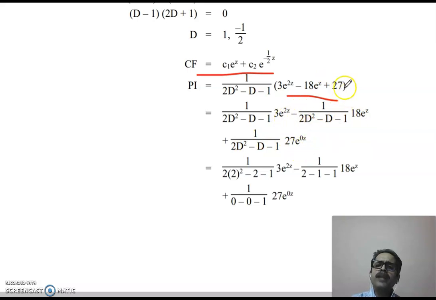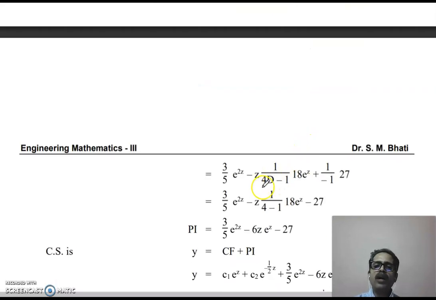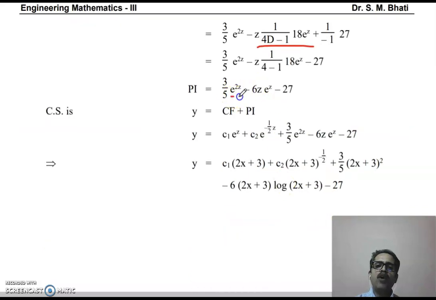Now you can see that 27 is written as 27 e raised to 0z, because now all 3 terms have the same type, e raised to az. The role of x is played by z. For the first term a is 2, for the second term a is 1, and for the third term a is 0. So you have to put D equal to 2 in the first term, D equal to 1 in the second term, and D equal to 0 in the third term. Fine. And in the middle term we find 1 by 0, so the formula fails in the middle term. Fine. So applying the next formula, we find this, and in this way we obtain the value of PI.